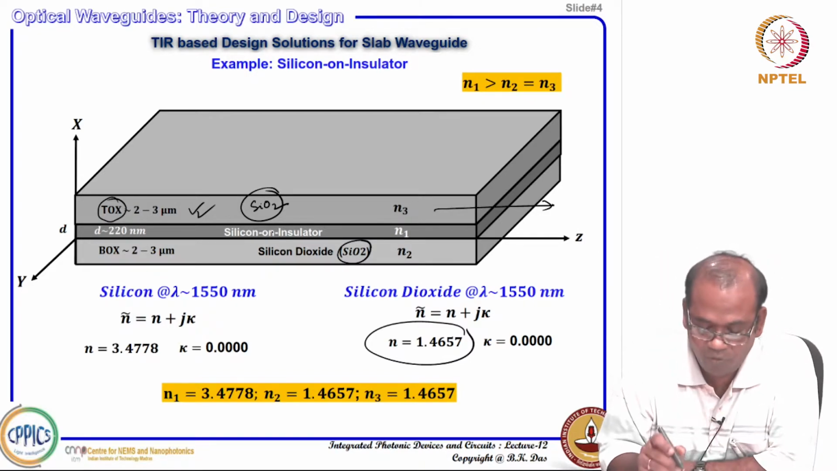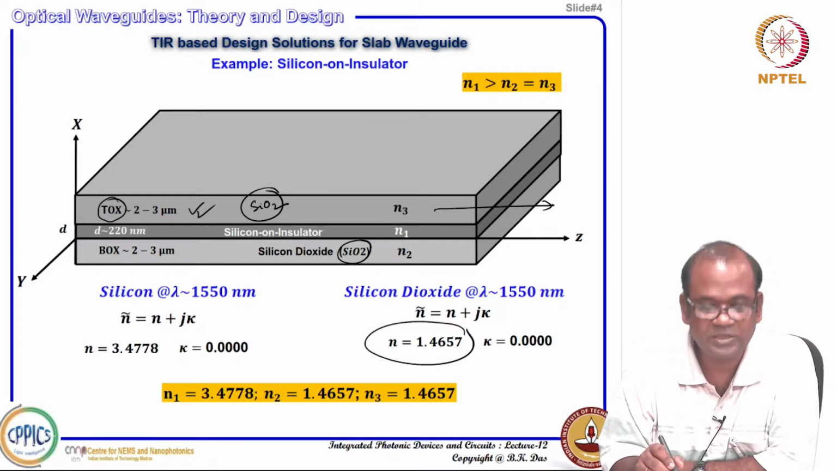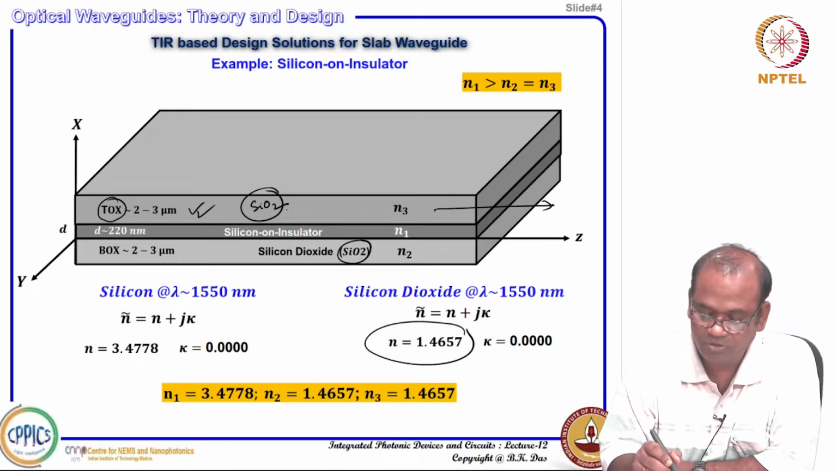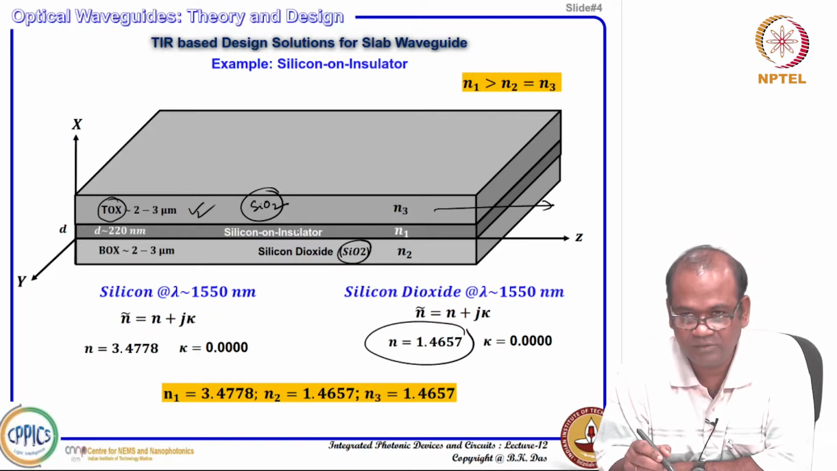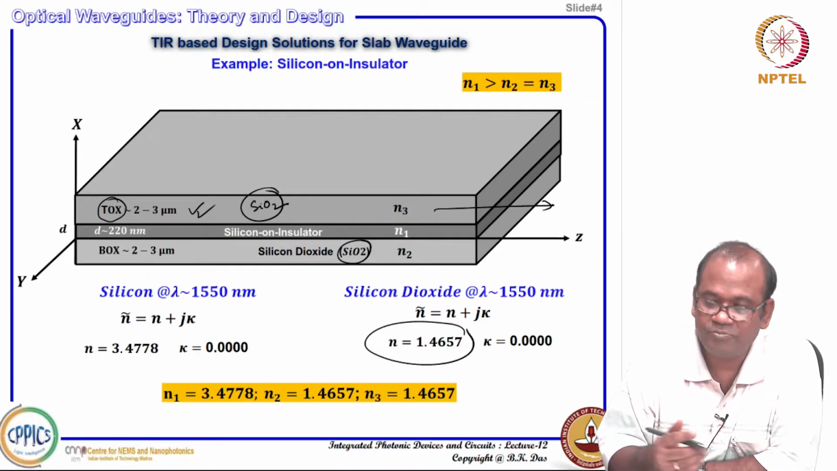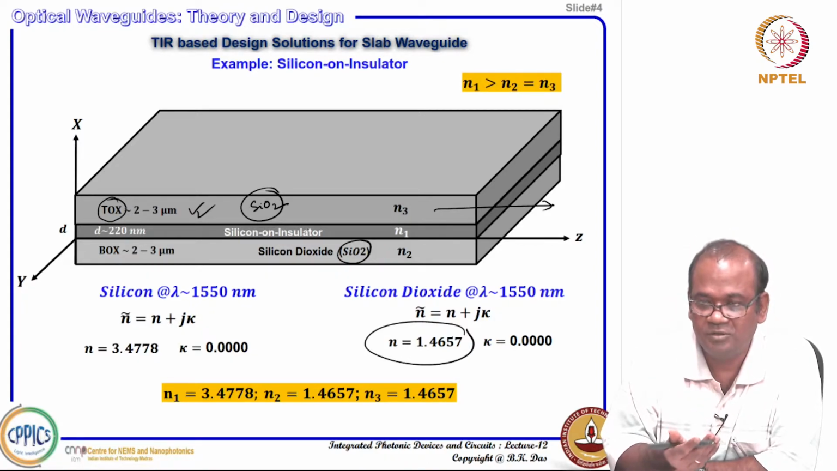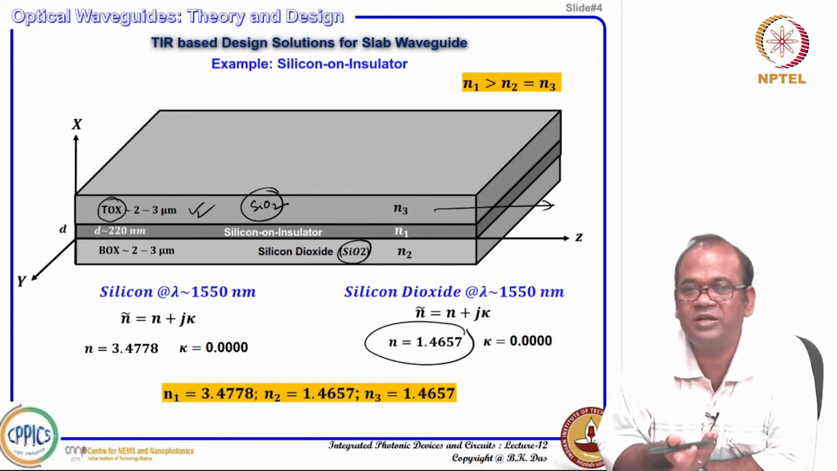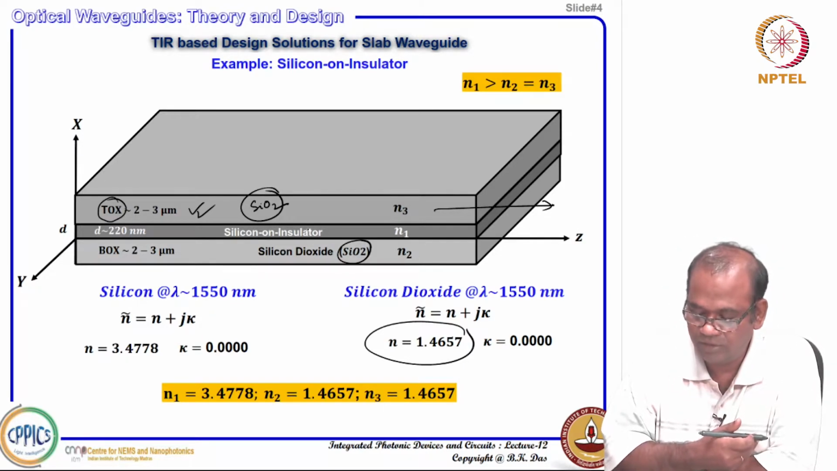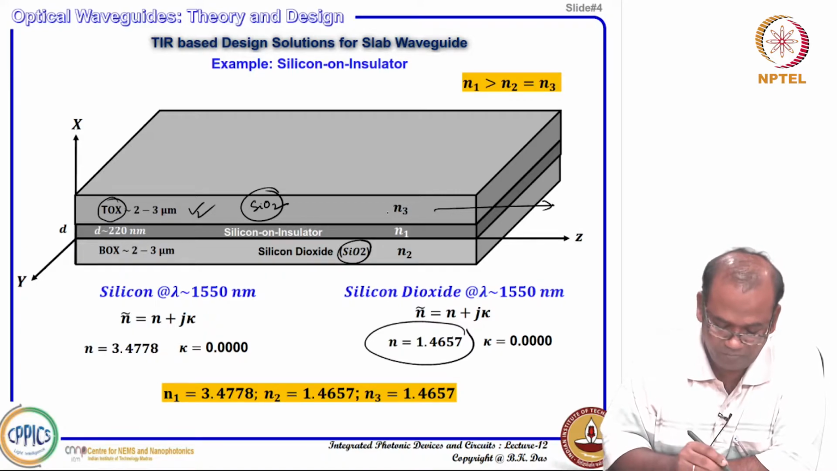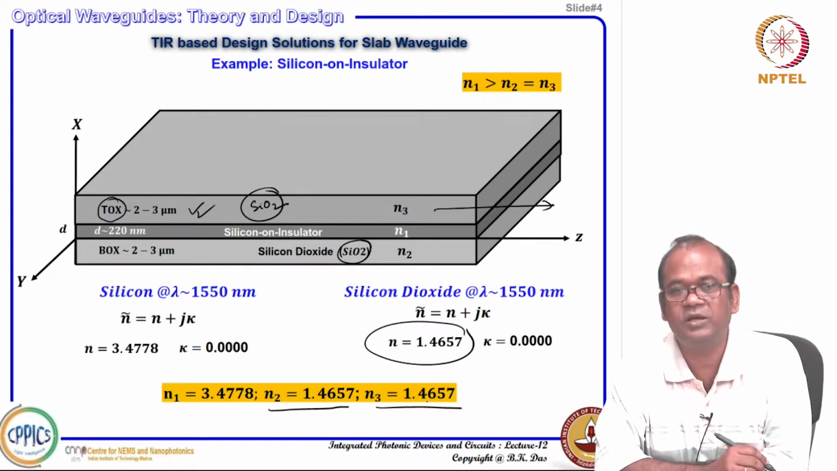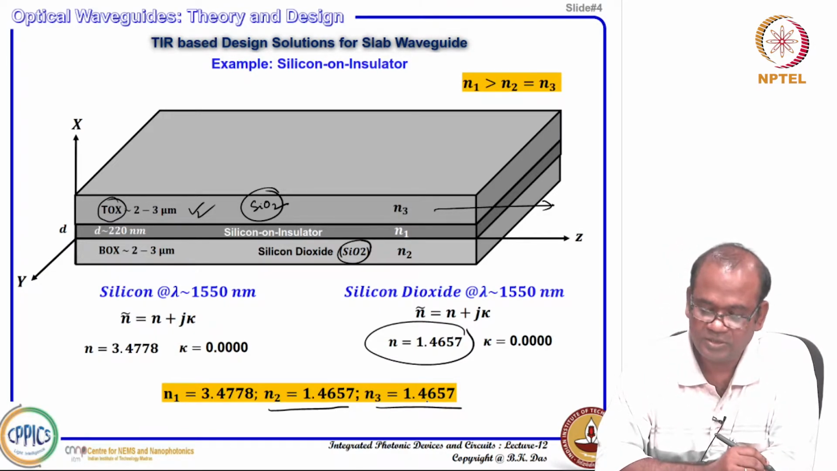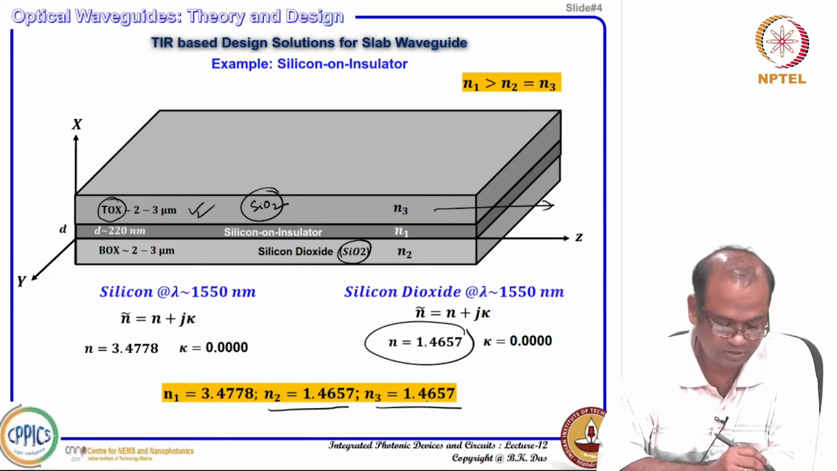So, in this case the core, that is the SOI device layer, is sandwiched between two dielectric materials, that is silicon dioxide, and they are basically the same. That is why this type of slab structure can be considered as a symmetric slab waveguide. Okay. Because N2 equals 1.4657 and N3 is also 1.4657, that is why it is a symmetric planar waveguide structure.